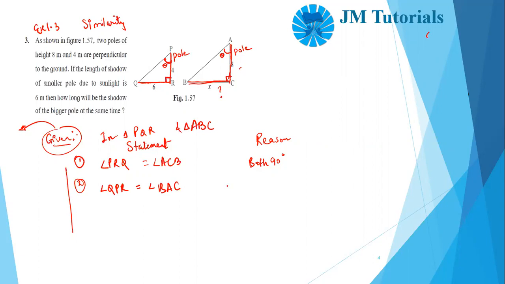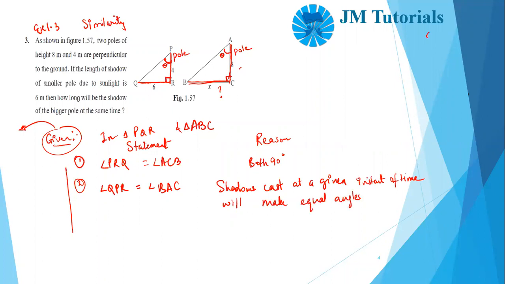So the reason is: shadows cast at a given instance of time will make equal angles for all objects. Ideally this angle will be the same, and also this angle and this angle will be the same.